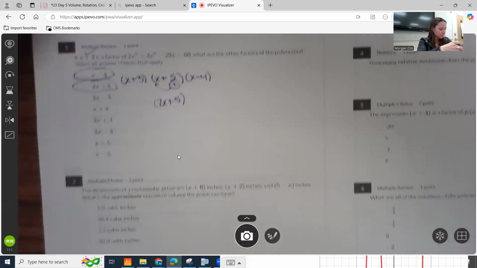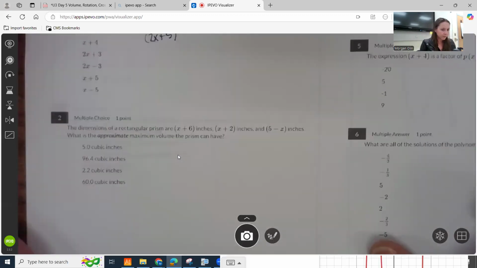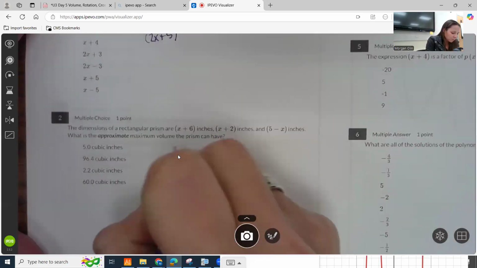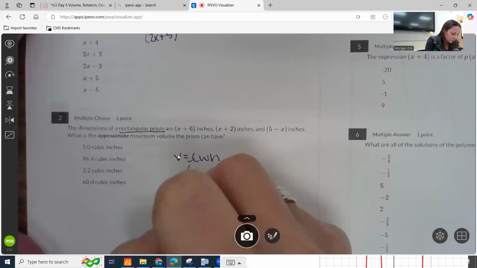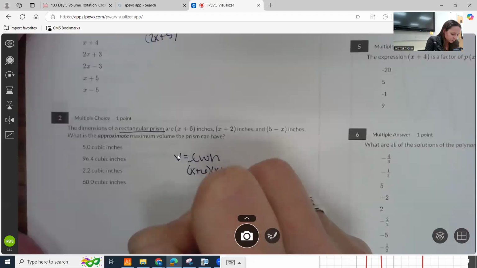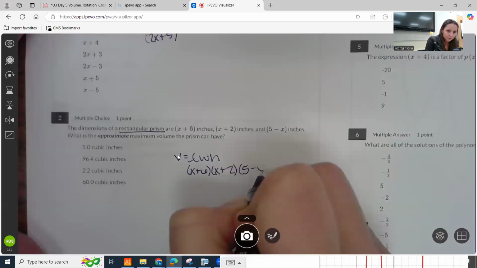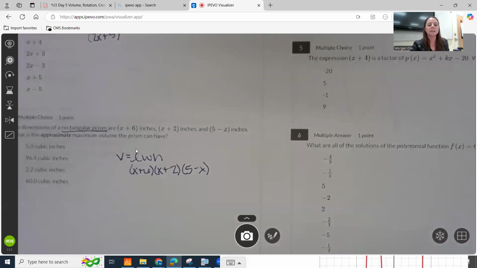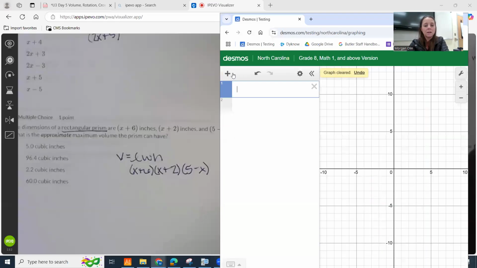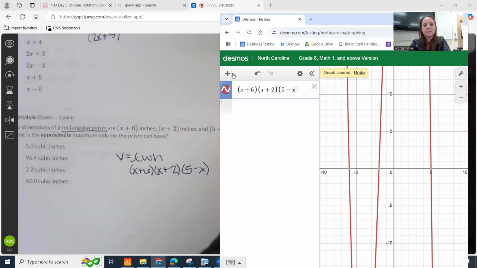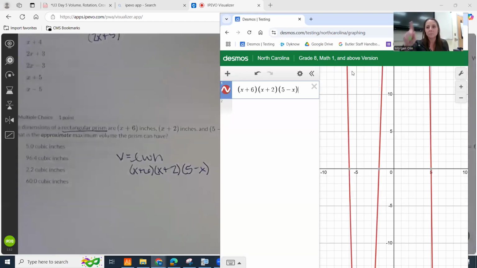All right, number 2, the dimensions of a rectangular prism are given. What is the approximate max volume? Okay, volume of a rectangular prism is length times width times height. So if I were to multiply these together like this, now where's the max? Let's think about a graph and the max. If I were to put this in, x plus 6, x plus 2, and 5 minus x. Now the max is going to be up. Now the problem is I can't see this. The x values are fine.